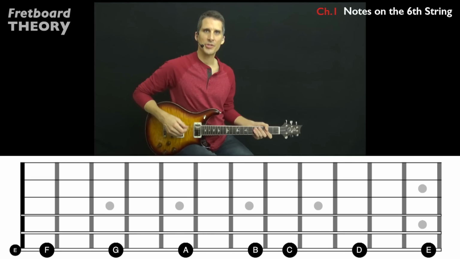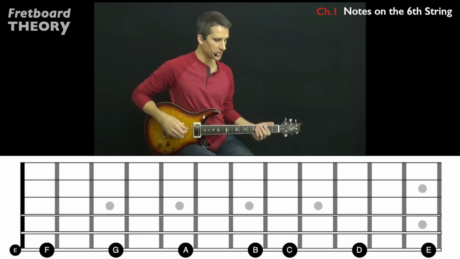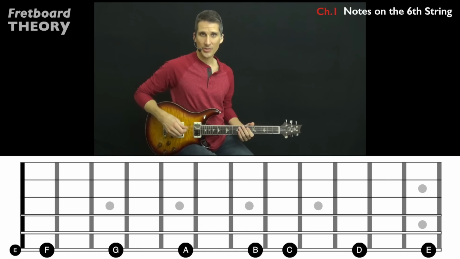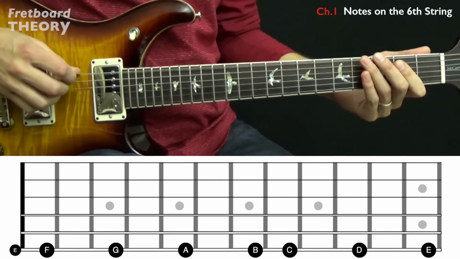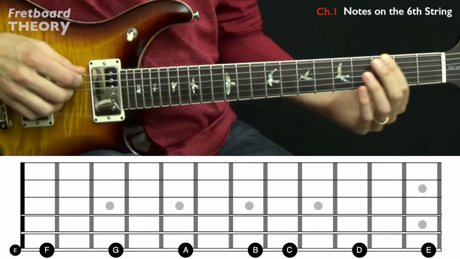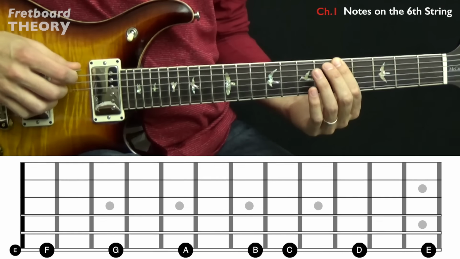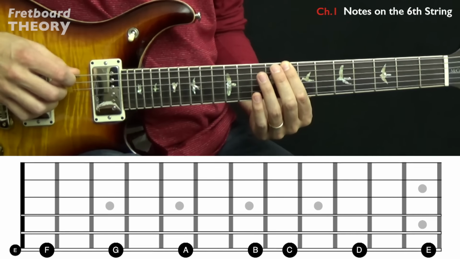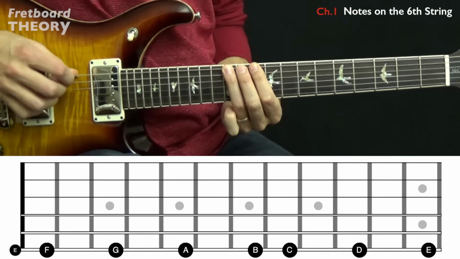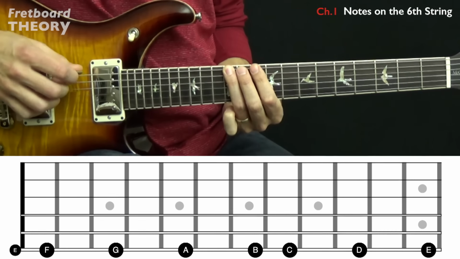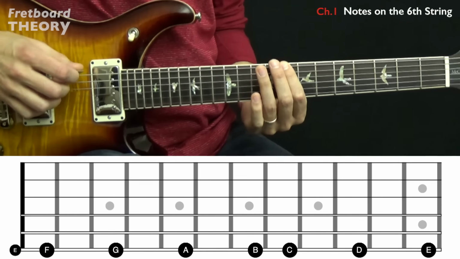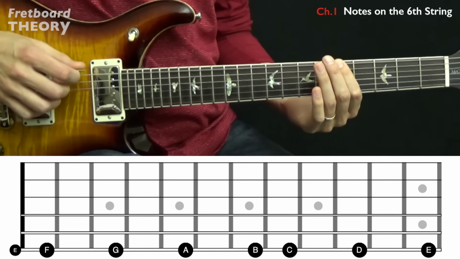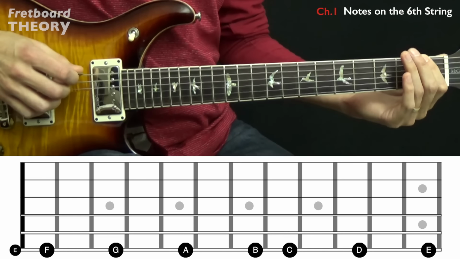Now that you are familiar with the notes along string 6, take a few minutes to review them. Review them in both directions and call out the note names as you go, like this. E, F, G, A, B, C, D, E. E, D, C, B, A, G, F, E.